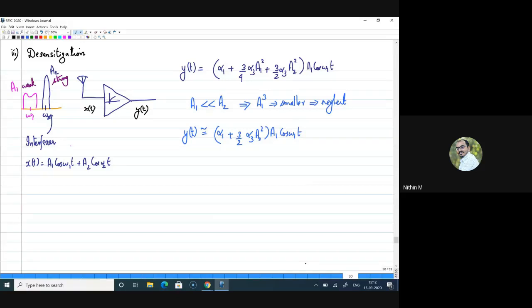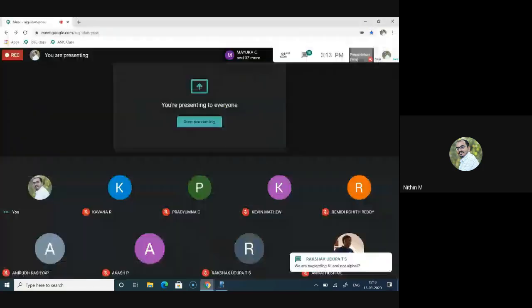As I told you, this is the continuation of gain compression. I'll assume that here also the value of alpha 3 is negative. Alpha 3 is actually taking a negative value. That means this device or system is also showing compressive behavior. That means I can further write this y of t as alpha 1 minus 3 by 2 alpha 3 a2 square. Just a minute.